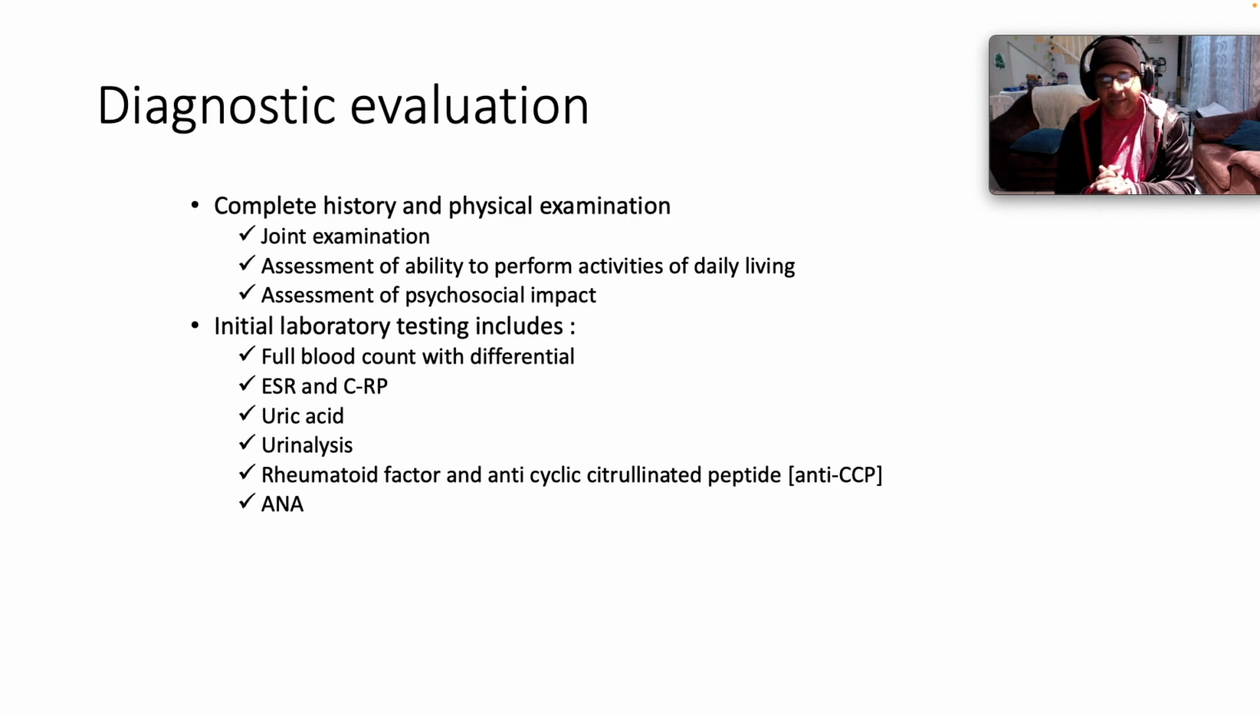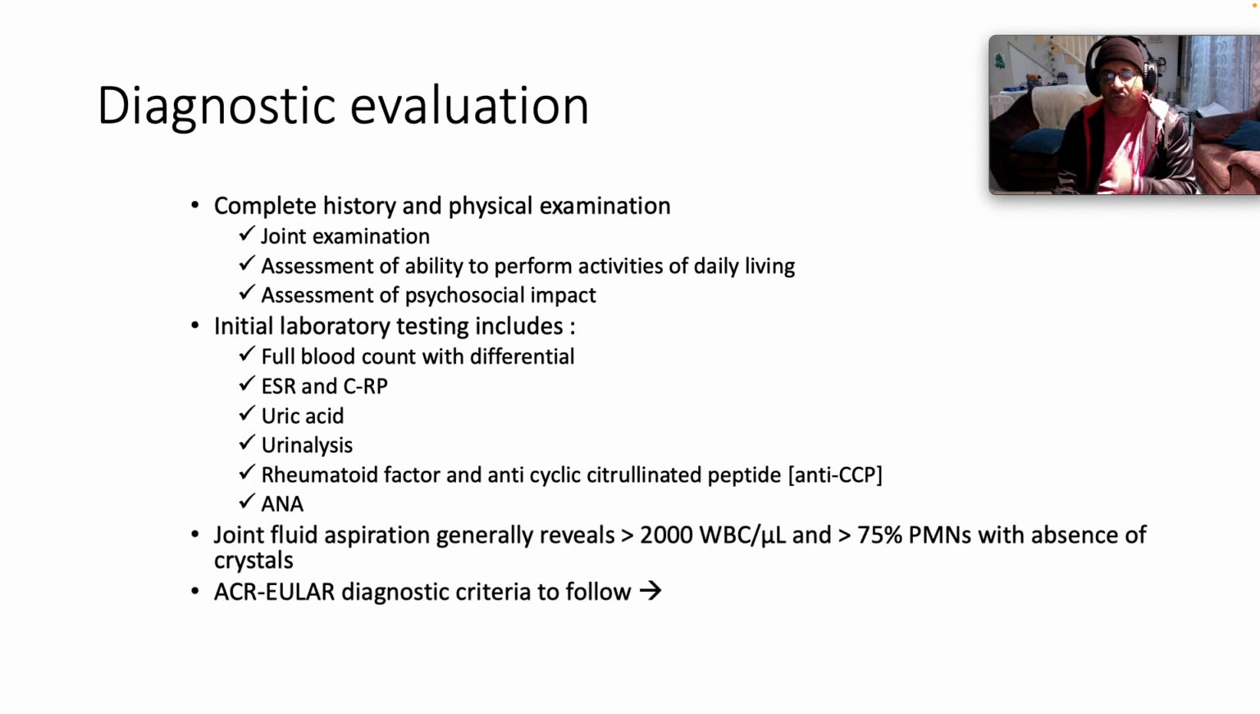Now, initial labs include a full blood count with a differential, inflammatory markers in the way of erythrocyte sedimentation rate and a C-reactive protein. Get your uric acid level, check your urinalysis, because remember, we said membranous glomerulonephritis, etc., vasculitis on account of RA. Rheumatoid factor and anti-cyclic citrullinated peptide are essential to make the diagnosis as one of the diagnostic criteria as per the ACR-EULAR diagnosis, right? And an anti-nuclear factor just to exclude lupus, right?